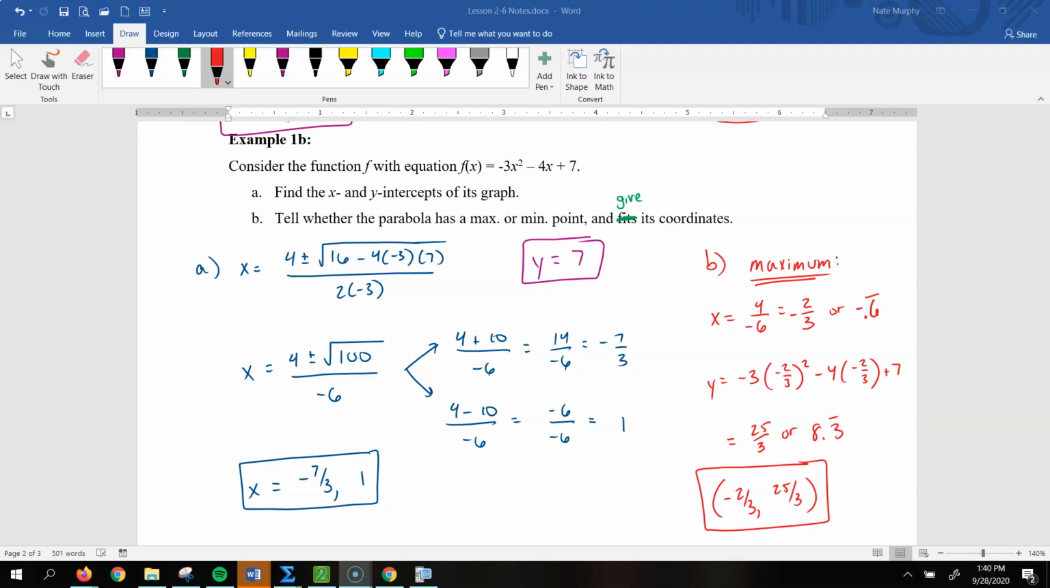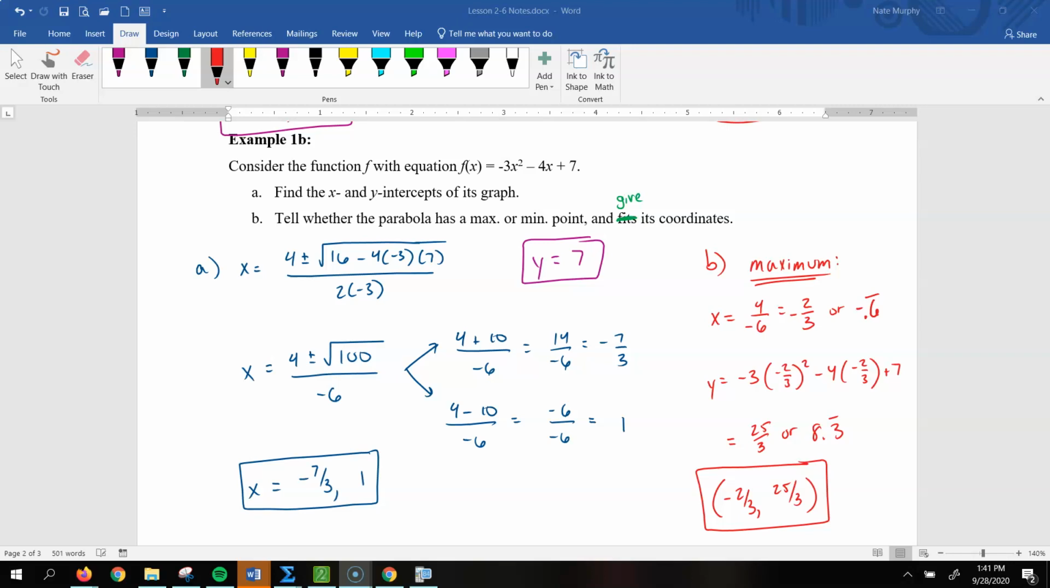Part B, I forgot in the previous one, but for part B, this is a maximum value. The way that you can tell that is a is negative, so it would open downwards. And if it's opening downwards, then the vertex is the highest point. So the vertex would be a maximum here. To find the x value, remember you do the opposite of b over 2a, which in this case would give you 4 over negative 6, which reduces to negative 2/3, or negative 0.6 repeating, or negative 0.67 even.